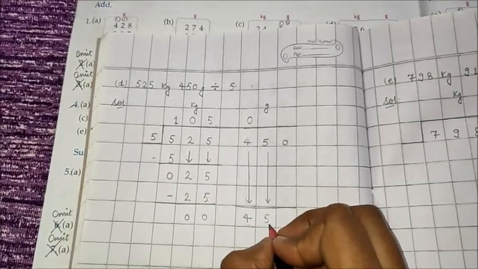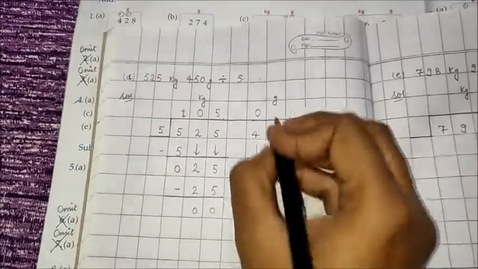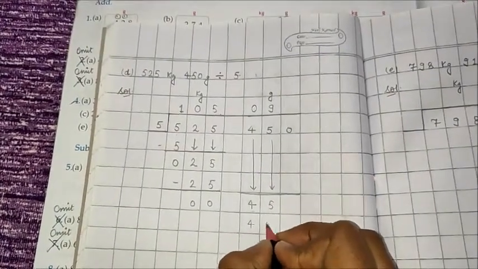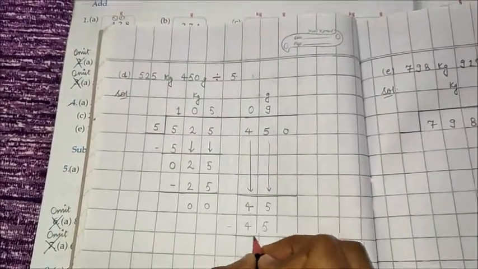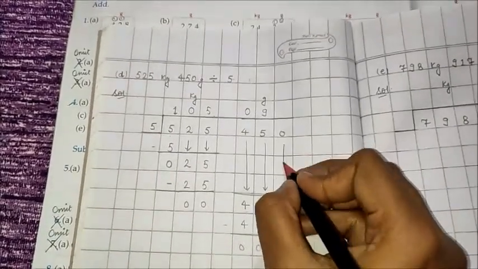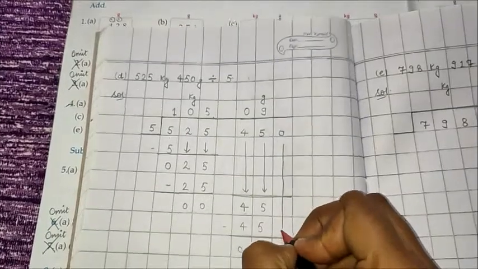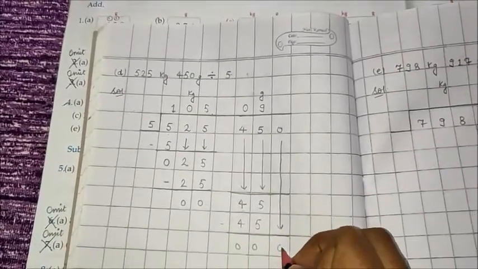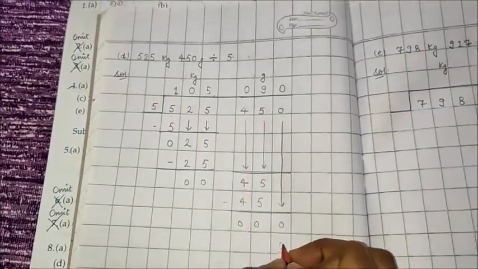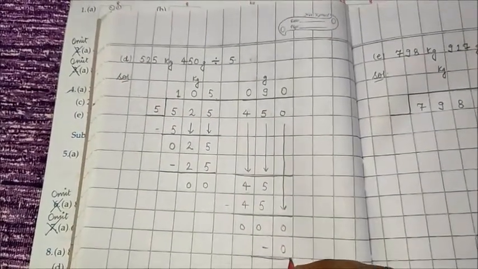Now this is 45 and in the table of 5, 45 comes 9 times. So 9 times 45 and then subtract. It will be 0. Now at last there is 0. So 5 की table में 0 0 times ही आएगा. So in the question we are going to write 0 and then subtract 0 also.